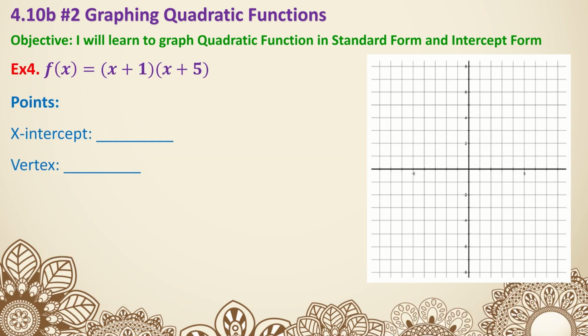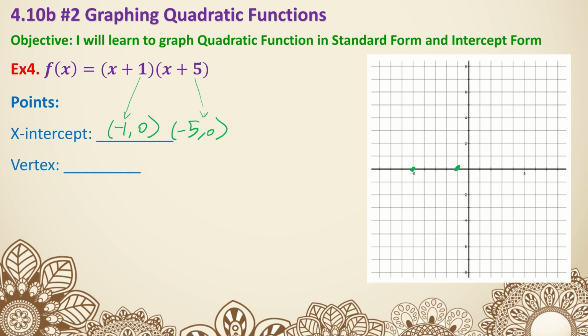Let's have a look at some examples. f of x equals x plus 1 times x plus 5. Well, intercept would be 0, -1. Sorry, not 0, -1. It's -1, 0, and -5, 0, because we always have to use the opposite number of what's inside the parentheses. -1, 0, and -5, 0.